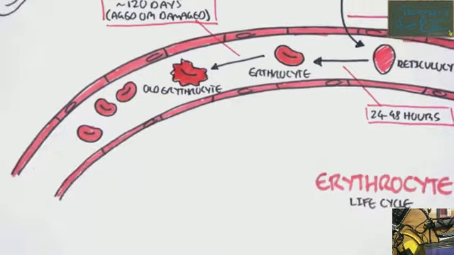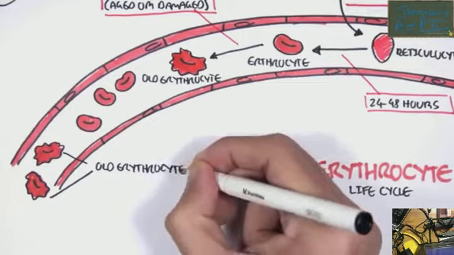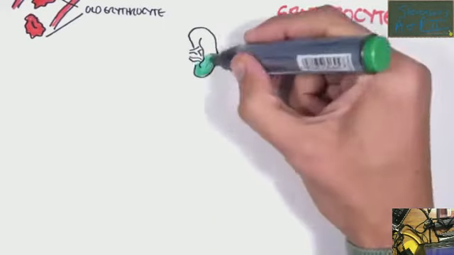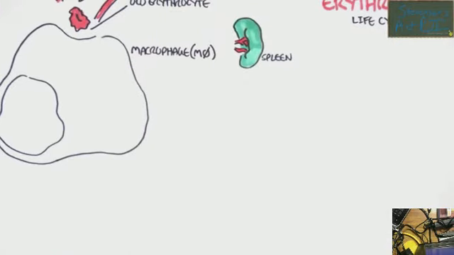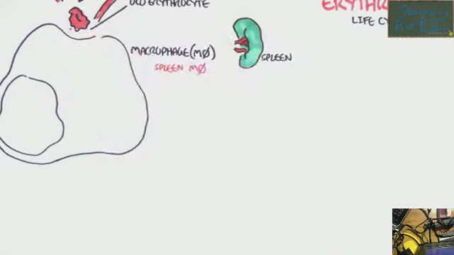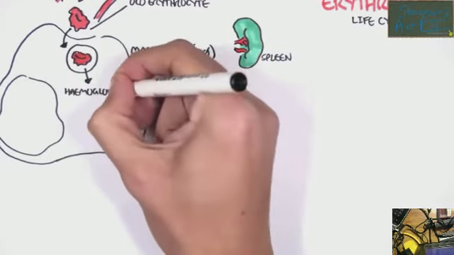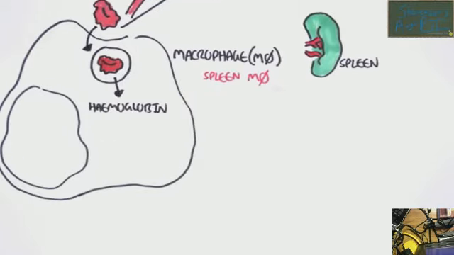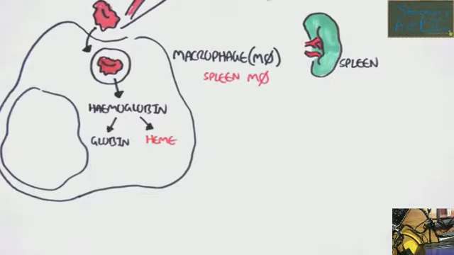So here I'm drawing a few old red blood cells that need to be cleared up. And here I'm drawing the spleen. Within the spleen we have macrophages, and it is these macrophages that will actually engulf these old erythrocytes and break them down. When the old red blood cells are broken down, you end up with a lot of hemoglobin. The hemoglobin can then be broken down further into globin and its heme component. Globin is then broken down to amino acids, and the heme is broken down to 2 main products: bilirubin, essentially, and iron.